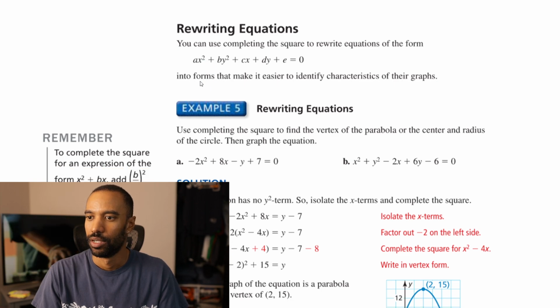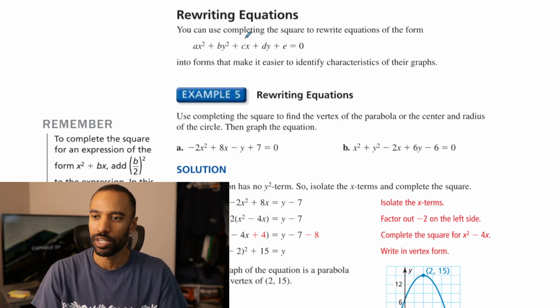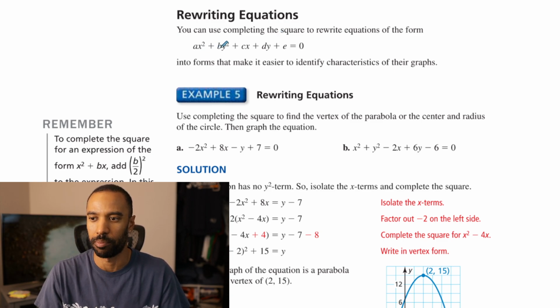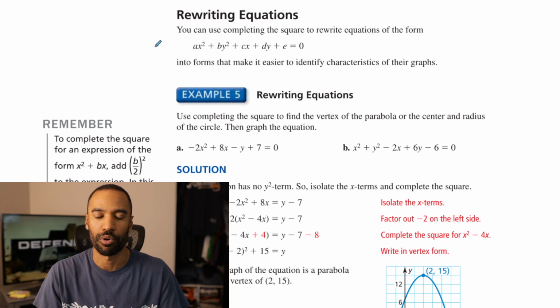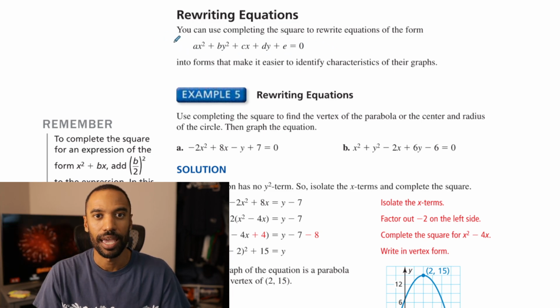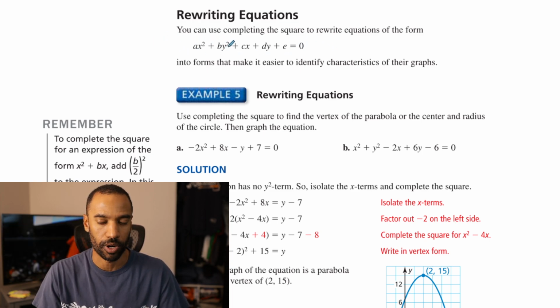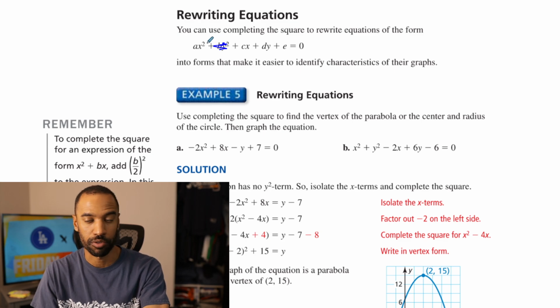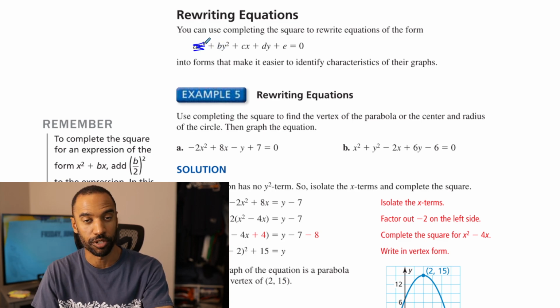Okay. Rewriting equations. You can use completing the square to rewrite equations of the form ax squared plus by squared plus cx plus dy plus e equals 0. If you remember, this is the general form of the equation of a circle if x squared and y squared are both visible. If only one is visible, then it's a parabola. This would be an upwards or downwards facing parabola. This would be a leftwards or rightwards facing parabola.